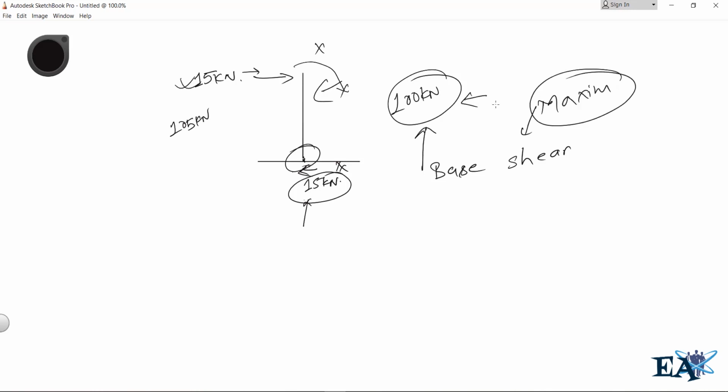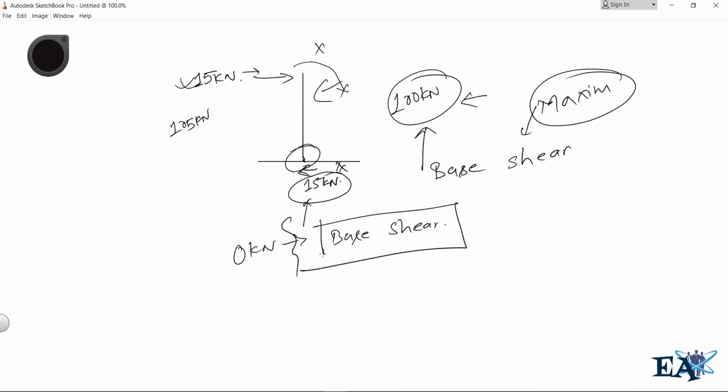So when we design a building, you can see that a building can give a reaction from 0 kilonewton up to the base shear value. So we do not design for any intermediate value, and we design the building for the base shear. So we make the building such that it can take the lateral load, or the load due to the earthquake, that is equal to the base shear of that building. I hope you understand this concept.